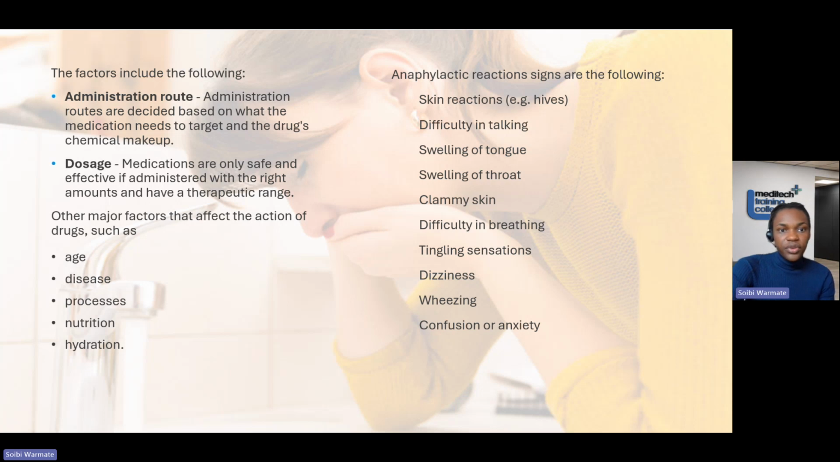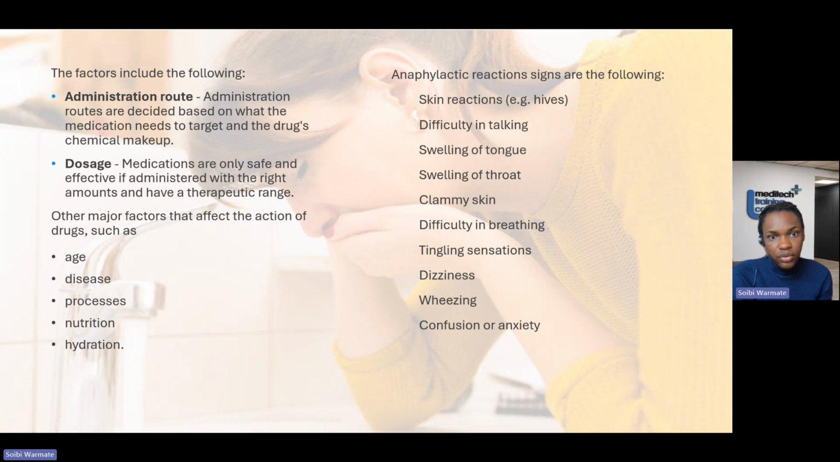All right, factors include the following. So medication routes are decided based on what the medication needs to target and the drug's chemical makeup. Also, dosage. Medications are only safe and effective if they are administered in the right amount and have therapeutic ranges. The other factors that affect the action of drugs include age, disease processes, nutrition, hydration.